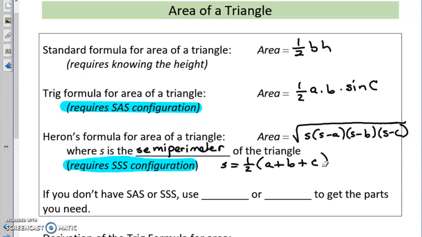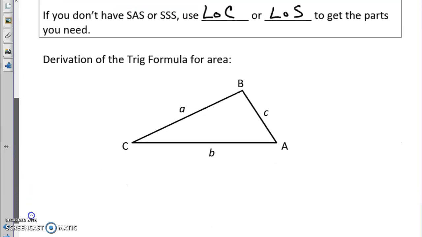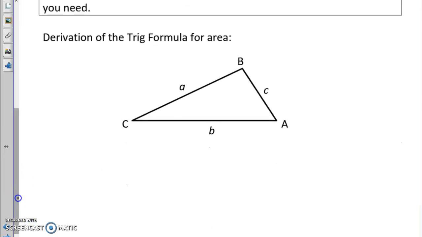plus B plus C. If you don't have an SAS or SSS configuration, we can also use law of cosines or law of sines to get the parts that you need for a specific area formula. All right, let's derive the trig formula for the area.